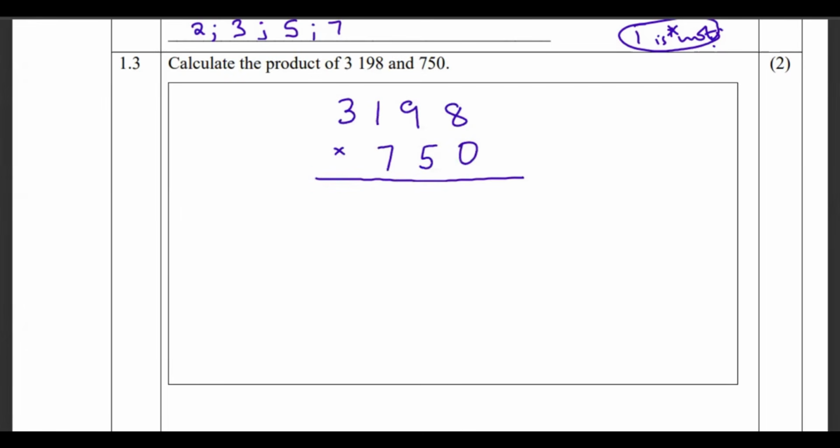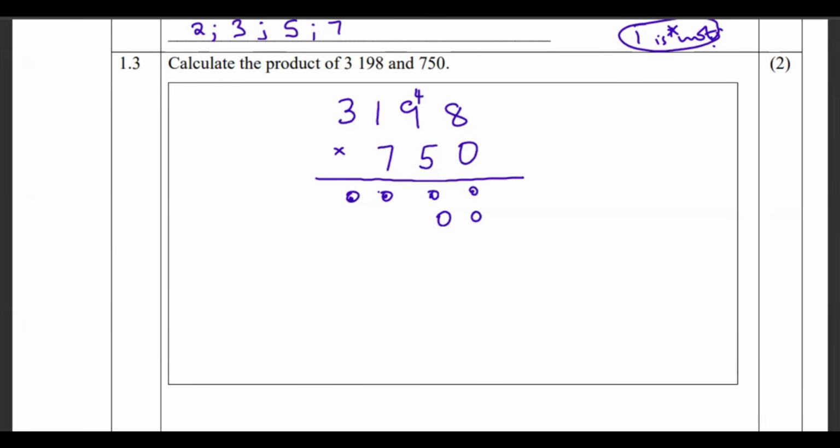Okay, so 0 times 8 is 0. 0 times 9 is 0. 0 and 1 is 0. 0 and 3 is 0. Okay, then I need to place a 0 under the position of the last digit, because this 0 is just a placeholder. Then I start with 5. 5 times 8 is 40. So I write the 0, I carry the 4.